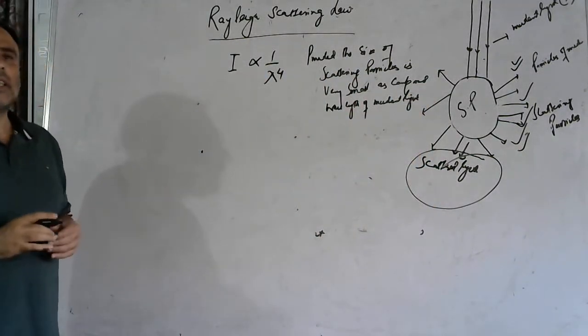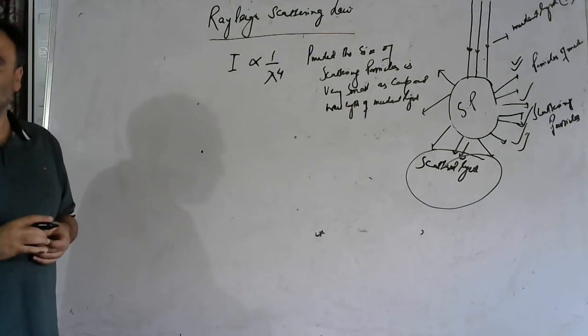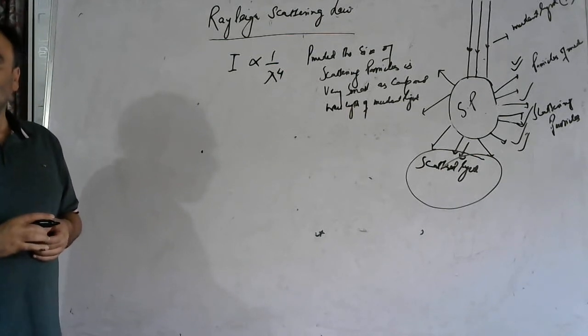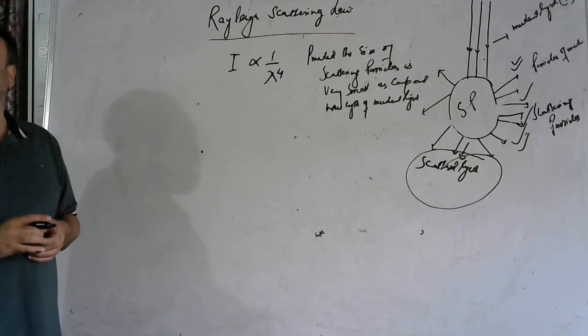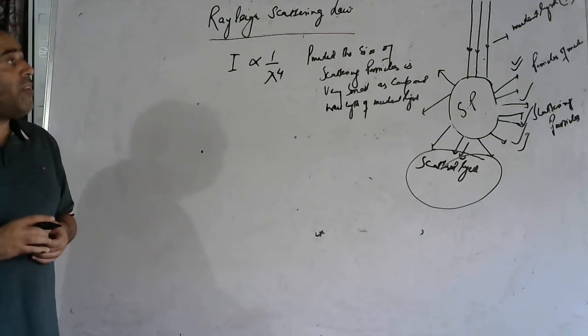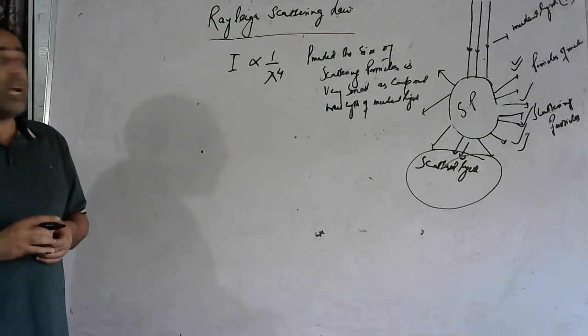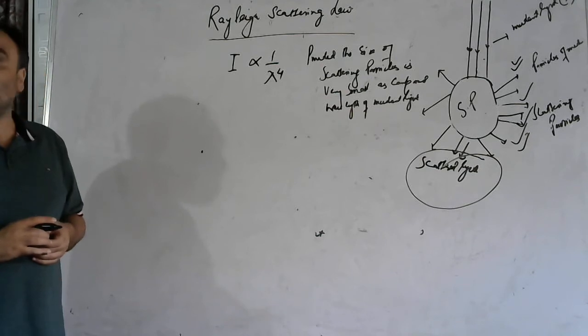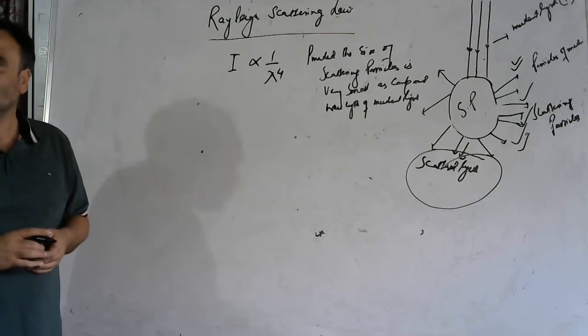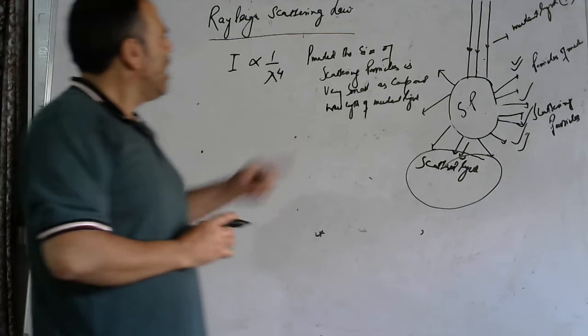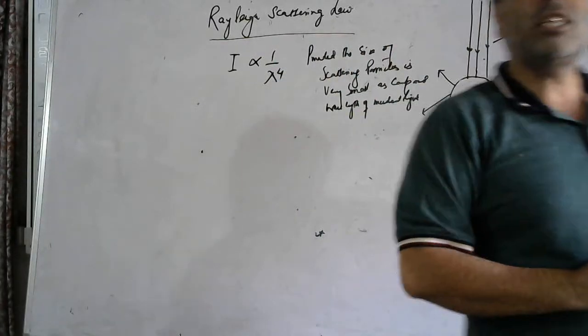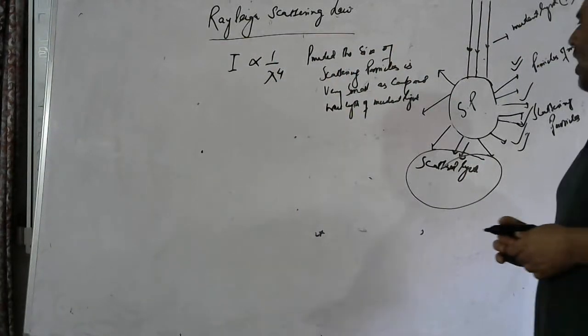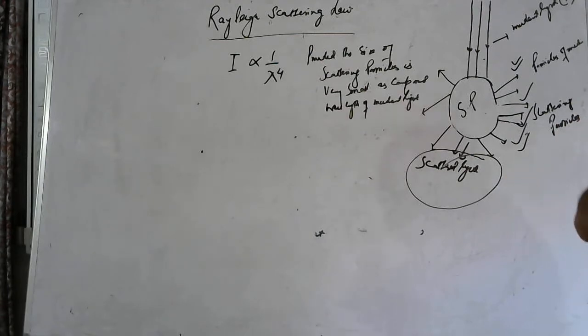The intensity of the scattered light is inversely proportional to the fourth power of the wavelength of the scattered light. That is, I is inversely proportional to lambda raised to power 4. Provided, the size of the scattering particles is very small as compared to the wavelength of the incident light.